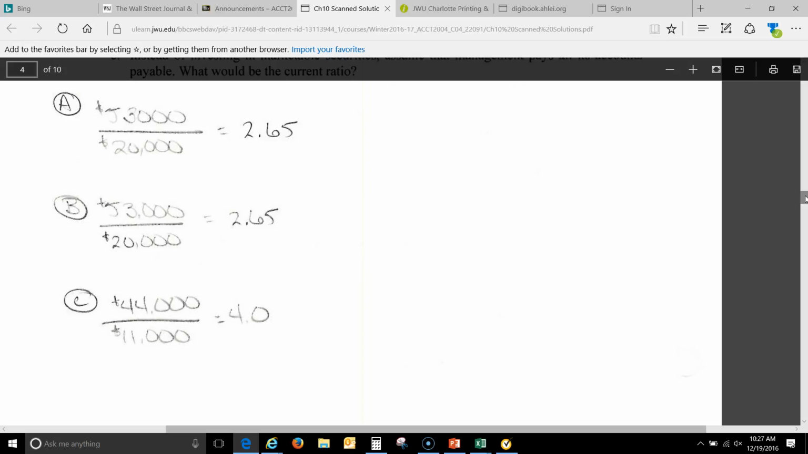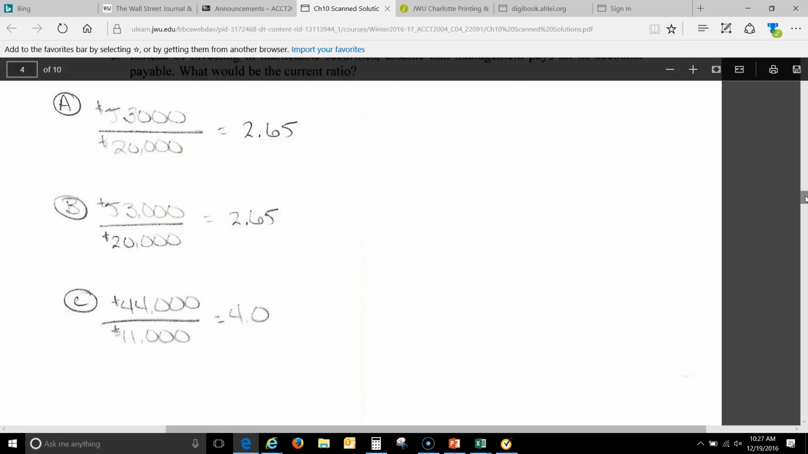Higher is better. So look what happened here. Instead of moving cash into a marketable security, we still had 2.65 in the current ratio. Instead, we paid off debt. So not only did we reduce the numerator, but we also reduced the denominator, and it was a disproportionate reduction in the denominator. So we now have a current ratio of 4.